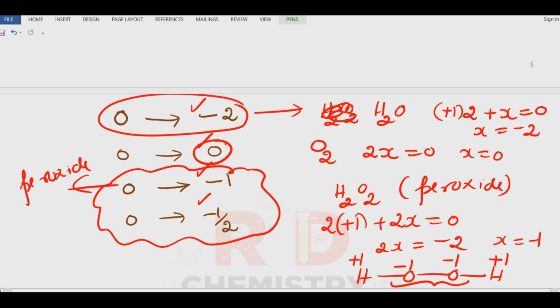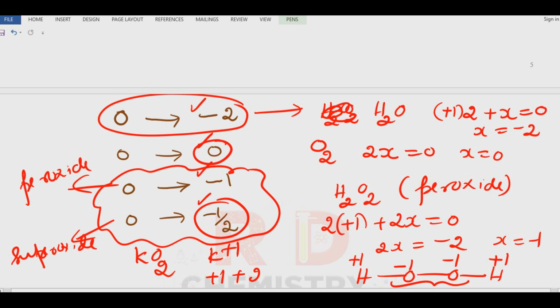Now here oxygen can also be minus half. It is in the case of superoxide. One of the superoxides is KO2, potassium superoxide. You know the potassium valence is always plus 1, so we'll calculate oxygen. Potassium is plus 1, correct? Plus 2 into oxygen unknown, equal to 0. Total should be 0. Therefore, x is equal to minus half, correct? So remember, in case of superoxide, it is minus half; peroxide is minus 1. And oxygen is in general minus 2 in most of the compounds. Clear?